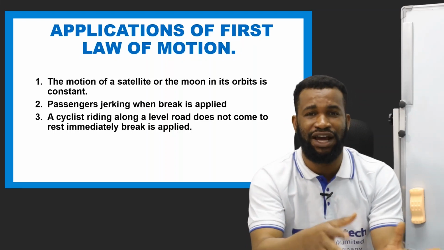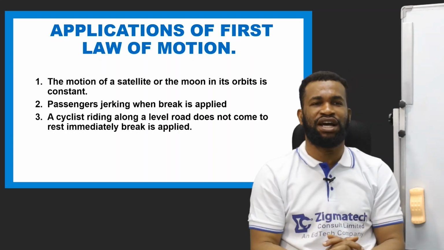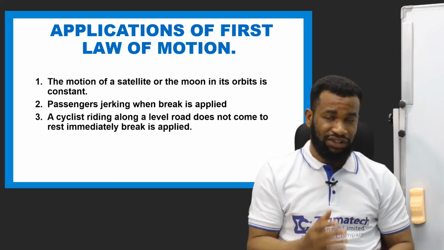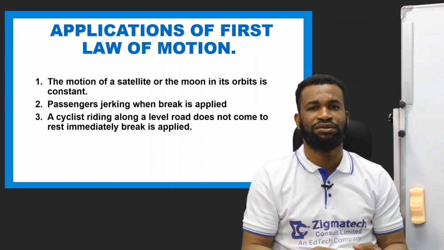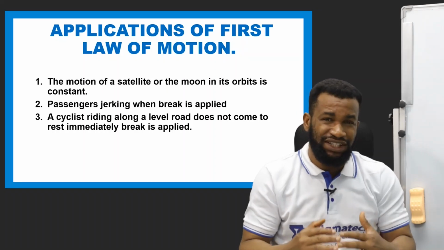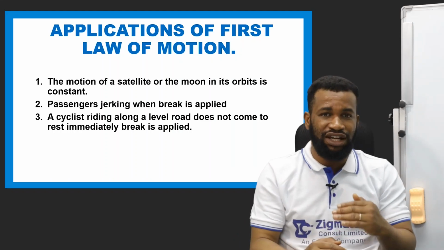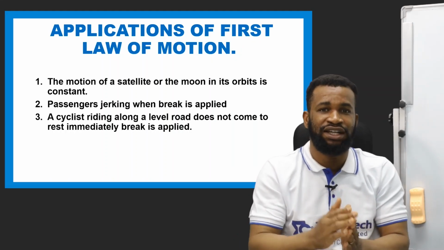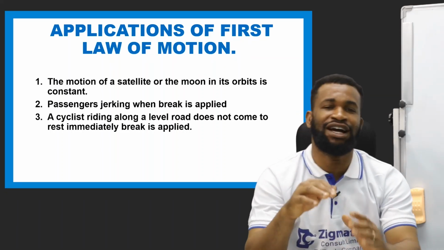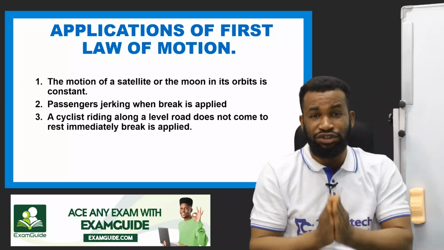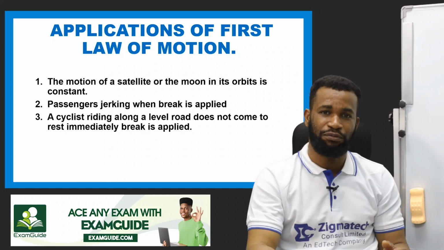Another one is a cyclist riding along a level road, who does not come to rest immediately when the brake is applied. You can also try it. Start running and have someone say stop. See if you can stop at that point. It's not possible. You will feel this reluctance. You don't want to stop because you're already moving, until you take it gradually. That is why with a car, when the brake is applied, it comes to rest gradually. These are all natural happenings which Sir Isaac Newton came up with, and he called it the first law of motion.